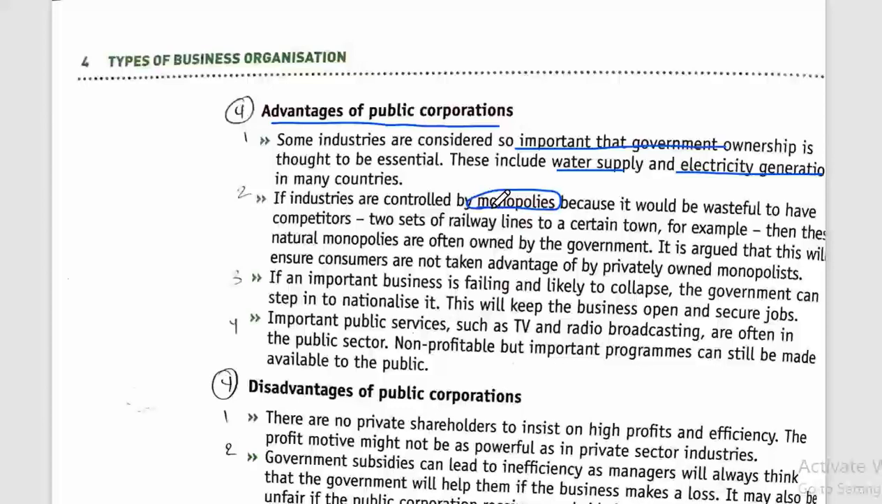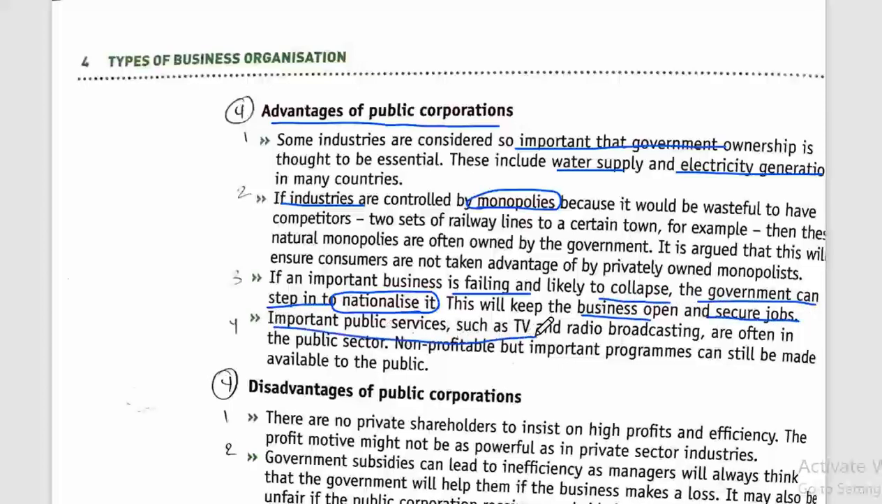So it's better to have the government controlling these industries in order to keep the products or services available to everyone. If an important business is failing and likely to collapse, the government can step in and nationalize it. The idea of nationalizing businesses is going to save a lot of businesses from failing and collapsing. So the government is going to step up and help these businesses. This will keep the business open and secure jobs.